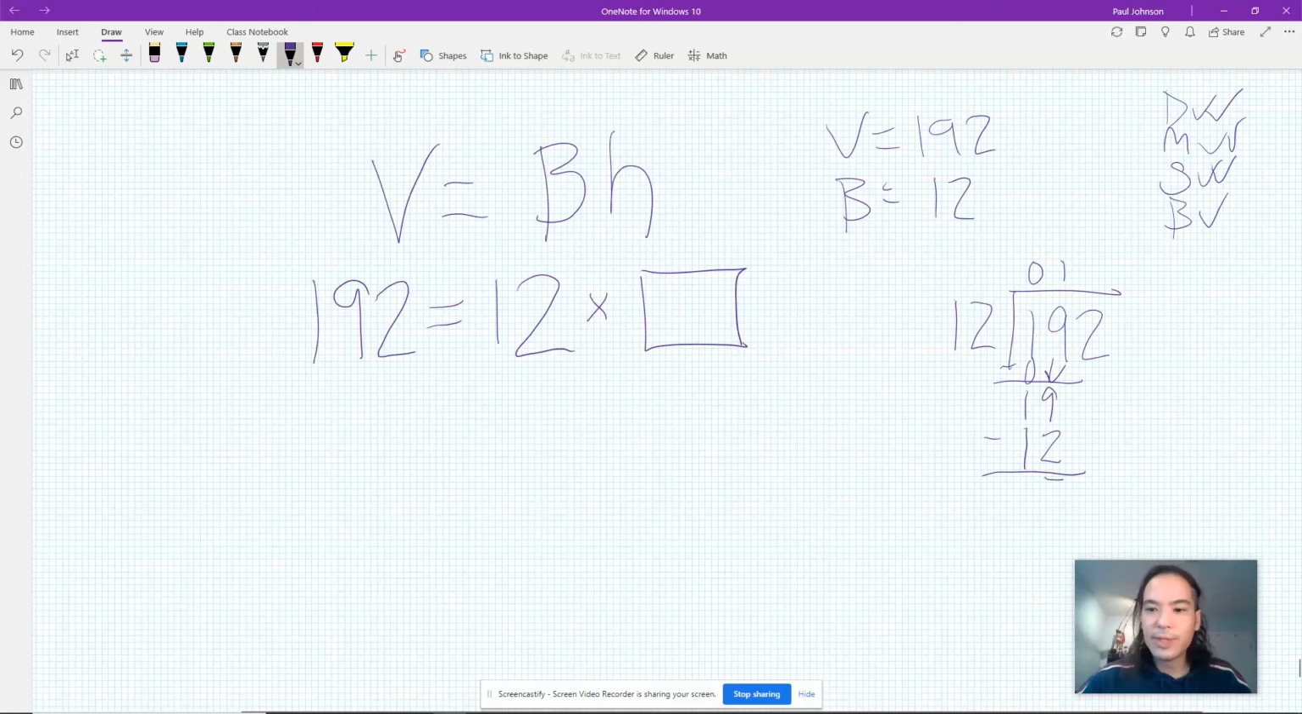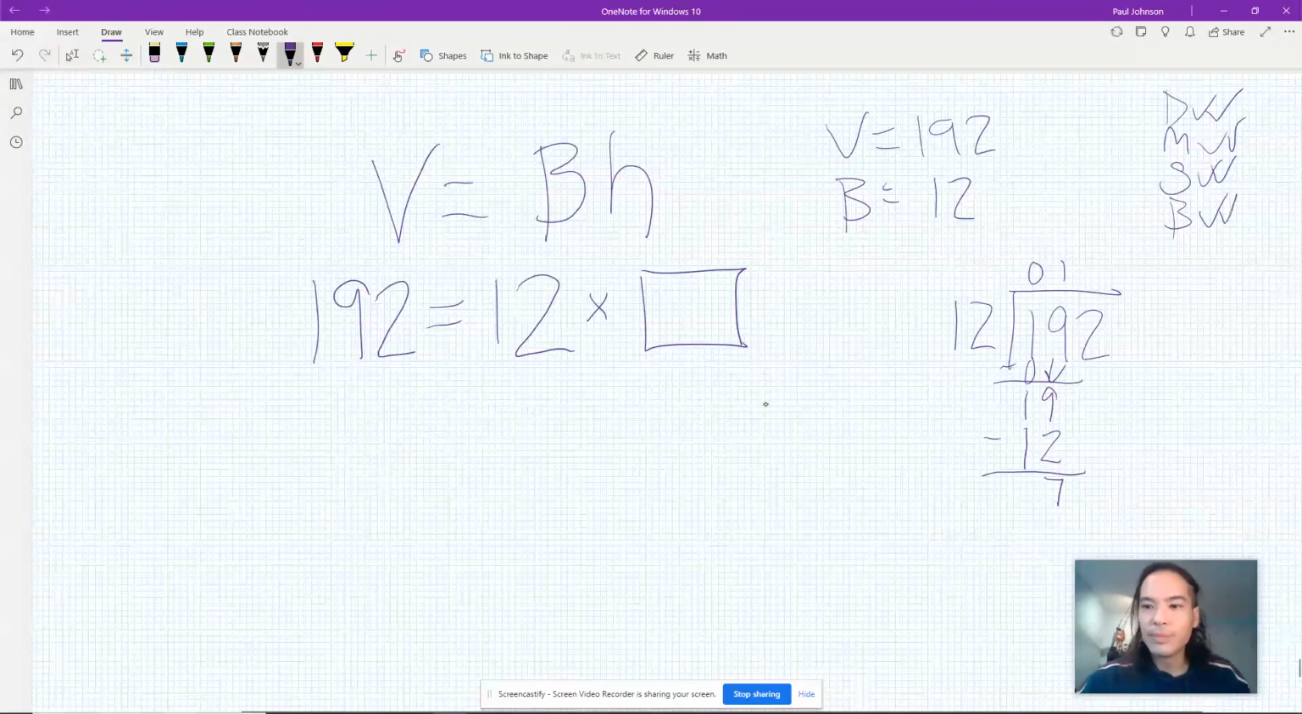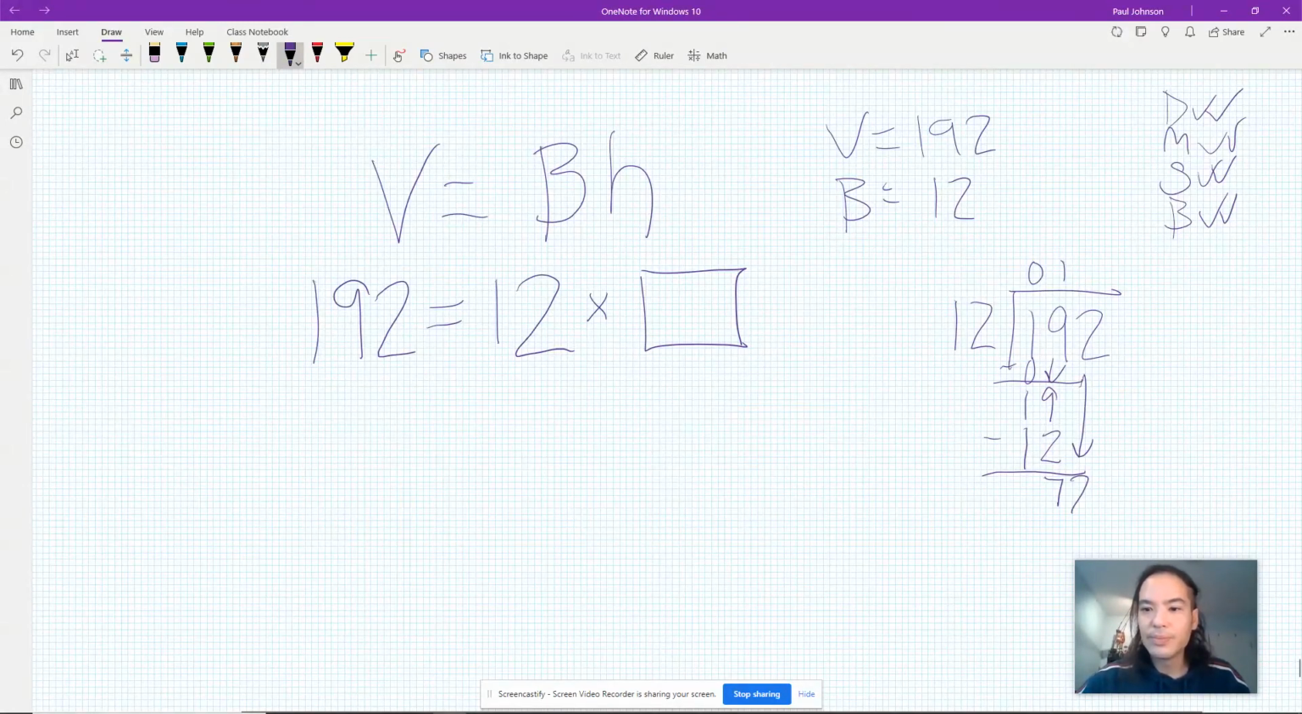19 minus 12 is 7. Bring down my 2. 12 goes into 72. Let's see, I think it's 6 times. 6 times 2 is 12. 6 times 1 is 6 plus 7.